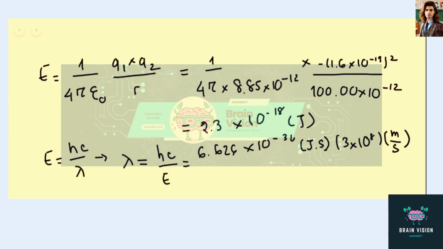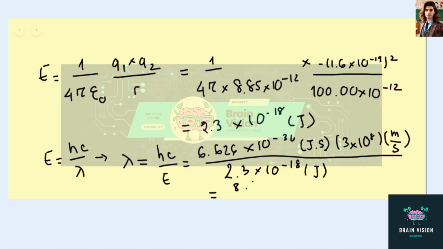So you can see that this cancels. And E in this case is 2.3 times 10 to the minus 18 joule. So you can see the product of this will be in meter, and it is 8.64 times 10 to the minus 8 meter, which is 86.4 nanometer.